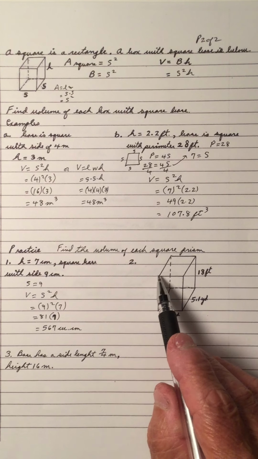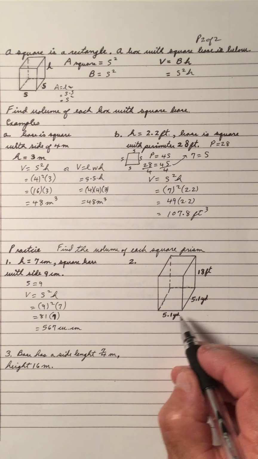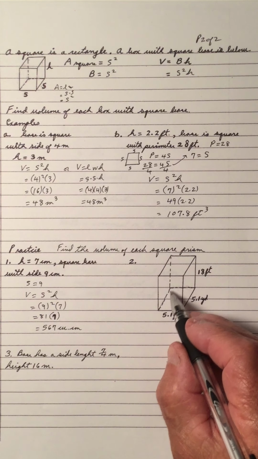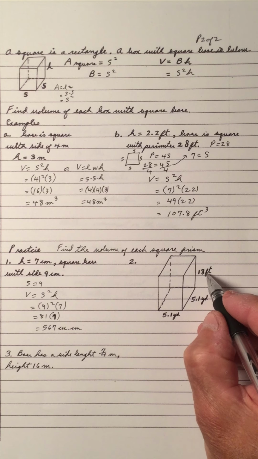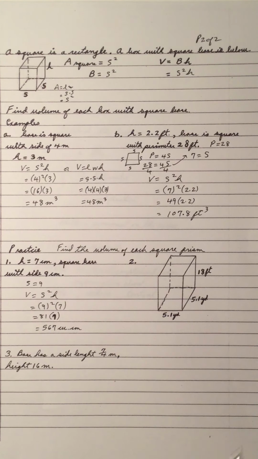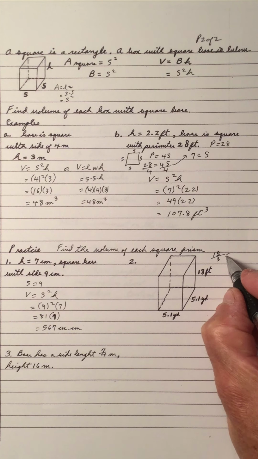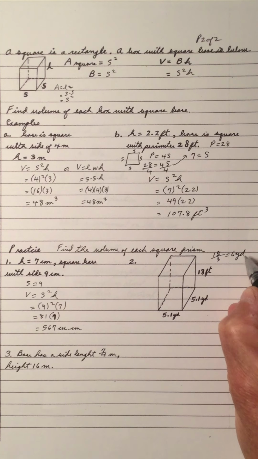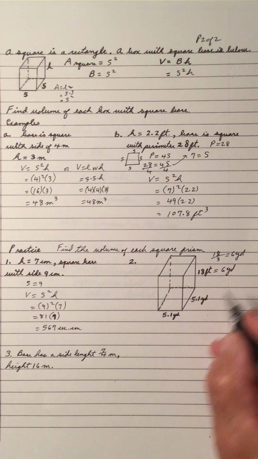And we have another number 2 here. We have 1.5 yards, 1.5 yards, so the bottom of this is a square, but the height is 18 feet. We want to change all to the same unit, so 18 feet, and there's 3 feet in a yard, so that gives us 6 yards. So 18 feet is 6 yards. Now we have all the same units.